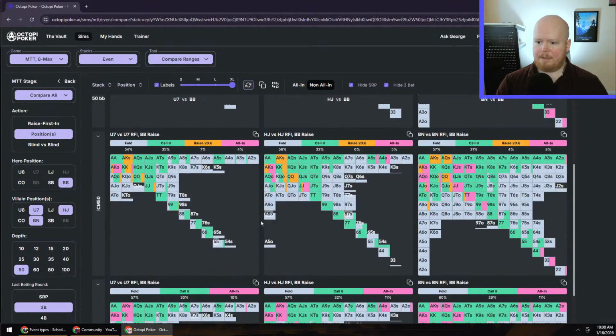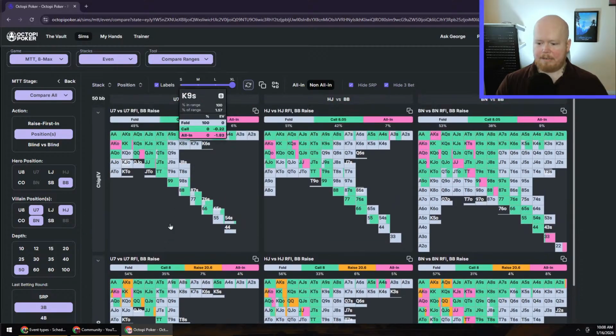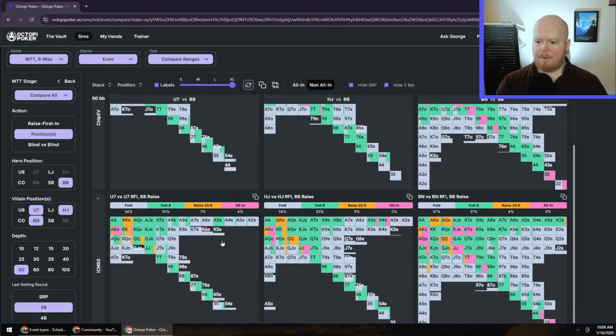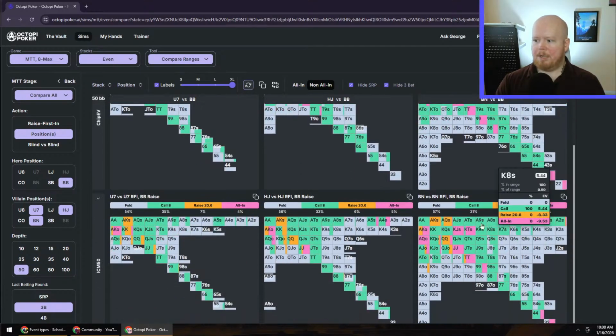And then ICM 50, we've got only 35% call, so about 10% less calling. And we have a little bit of the clickback 4-bet, right? So ICM starts to introduce some of these clickbacks in situations where ChipEV doesn't. You've also got that against the hijack here, more folding in general, 56% folding now, and against the button, 57% folding and only 31% calling.